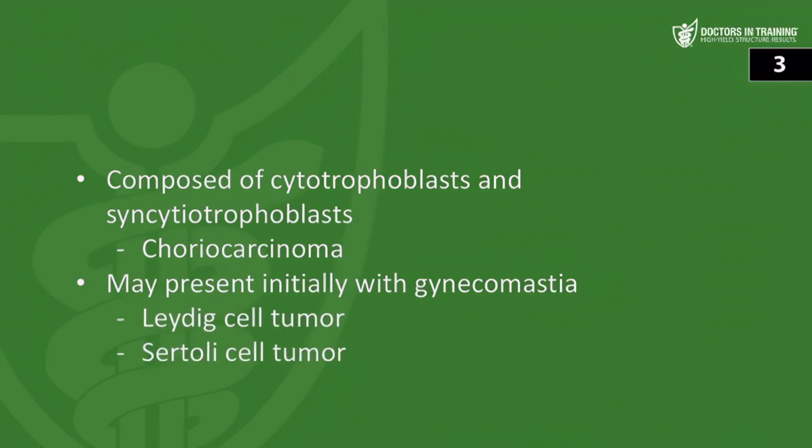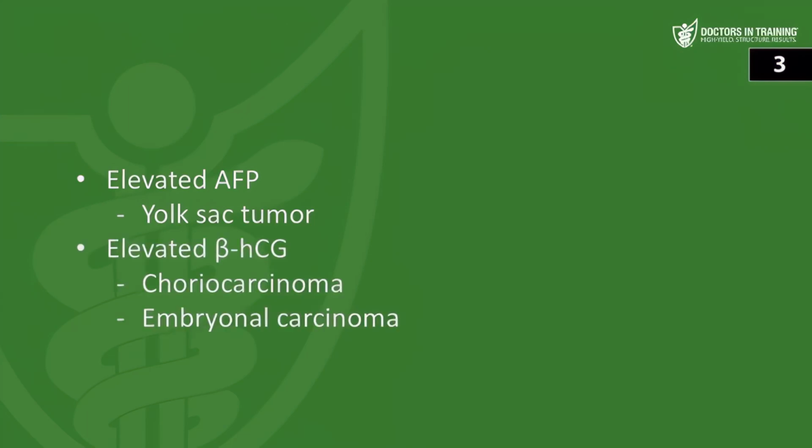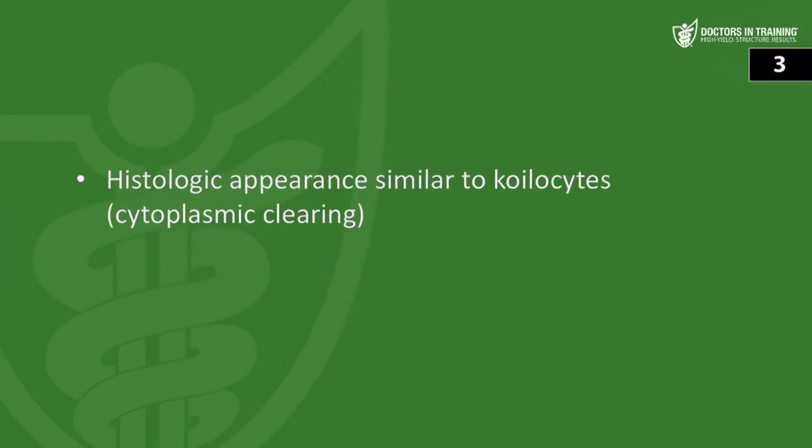cause this as well. Elevated AFP would be a yolk sac tumor primarily, but you also need to think about embryonal cell carcinoma. Elevated beta HCG is either choriocarcinoma or embryonal carcinoma. And finally, histologic appearance similar to chondrocytes with cytoplasmic clearing is a seminoma.